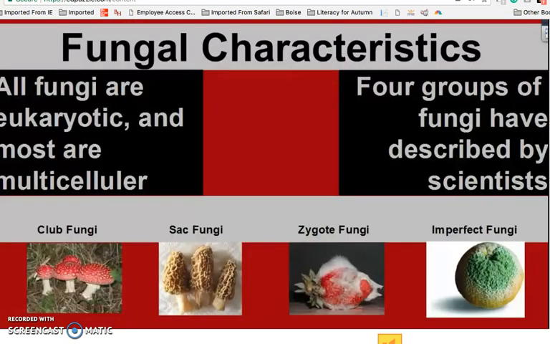Okay, so fungal characteristics. The reason that they're grouped together into the same kingdom is because they're eukaryotic, meaning their cells have a nucleus. Most fungi are multicellular. Fungi have cell walls, however their cell walls are made up of a different material than the cell walls of plants. The cell walls of fungi are made up of a material called chitin, whereas the cell walls of plants are made up of a material called cellulose. So they both have cell walls, just made of a different type of stuff.